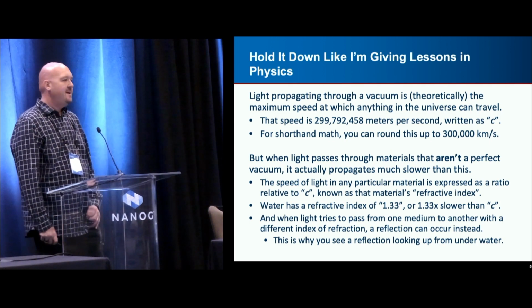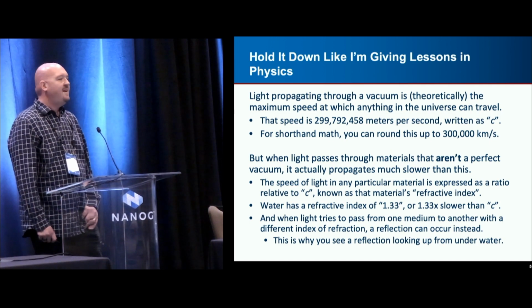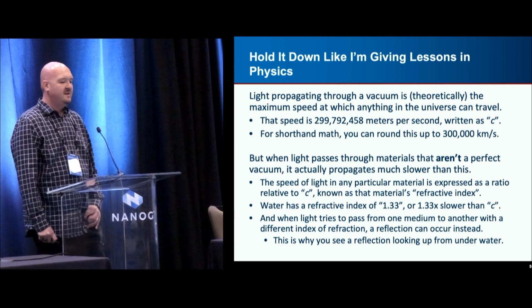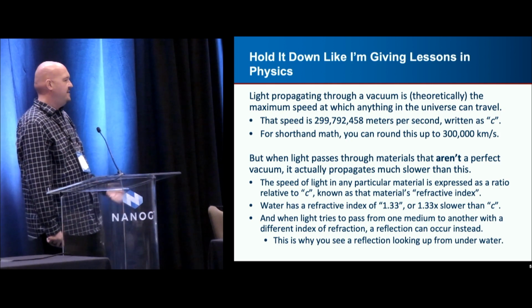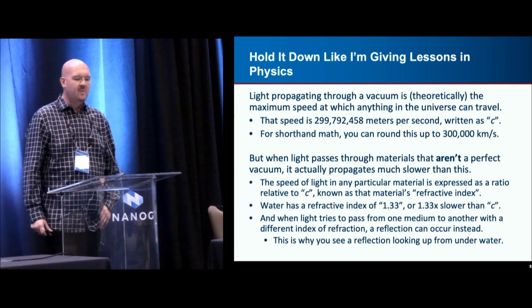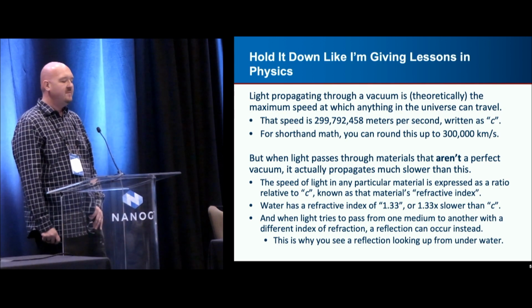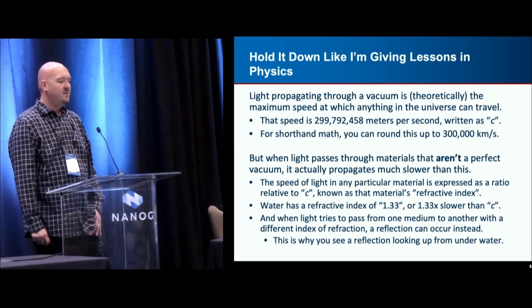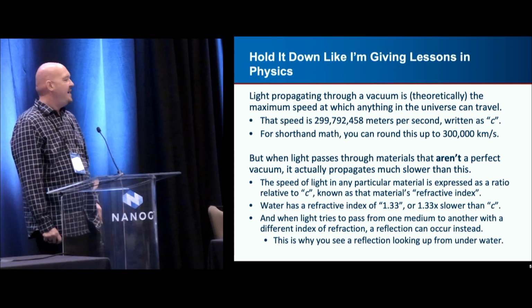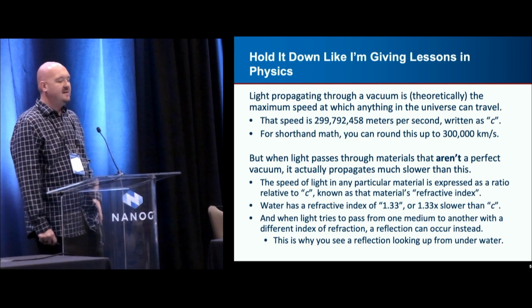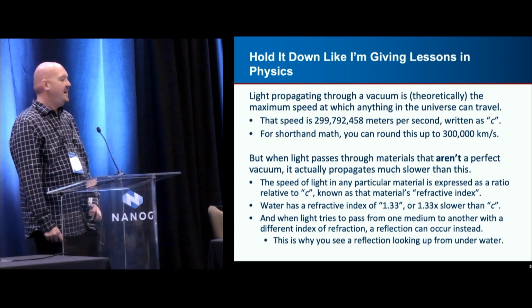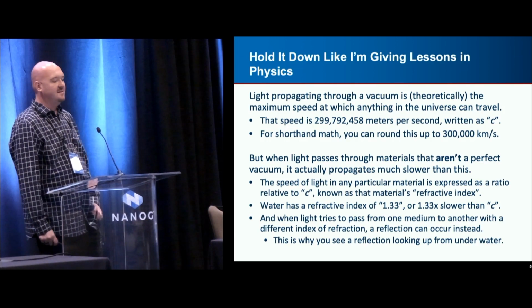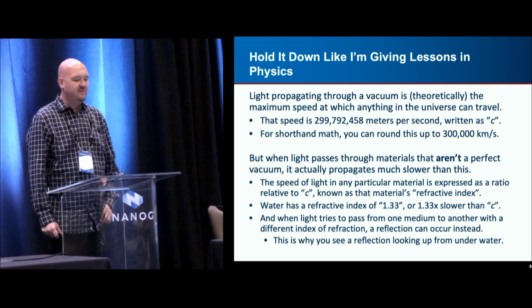So light propagating through vacuum is theoretically the fastest thing that we know of that can move in the universe. And that comes out to about 300,000 kilometers per second. So that's written as C. So if something is going exactly the speed of light, it would be 1C. But when light passes through a material that isn't a perfect vacuum, it actually propagates slower than this. So for example, when light passes through water, it has a refractive index, is the way that you describe it, of 1.33. So light passes through water 1.33 times slower than it would if it was just propagating through vacuum.